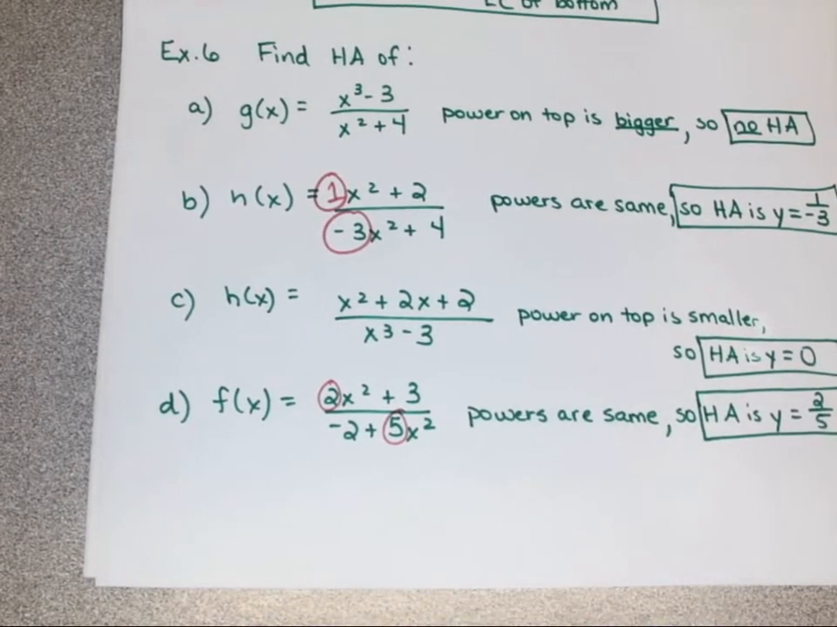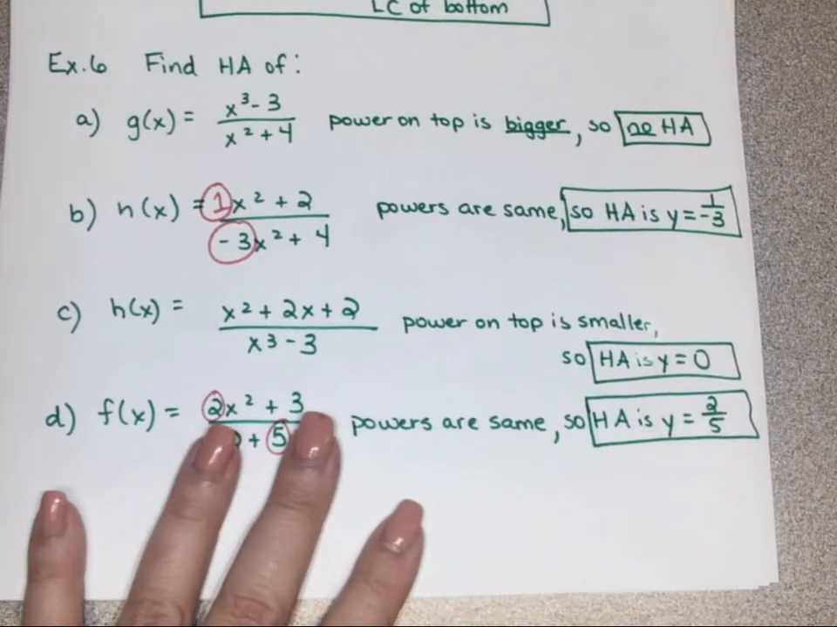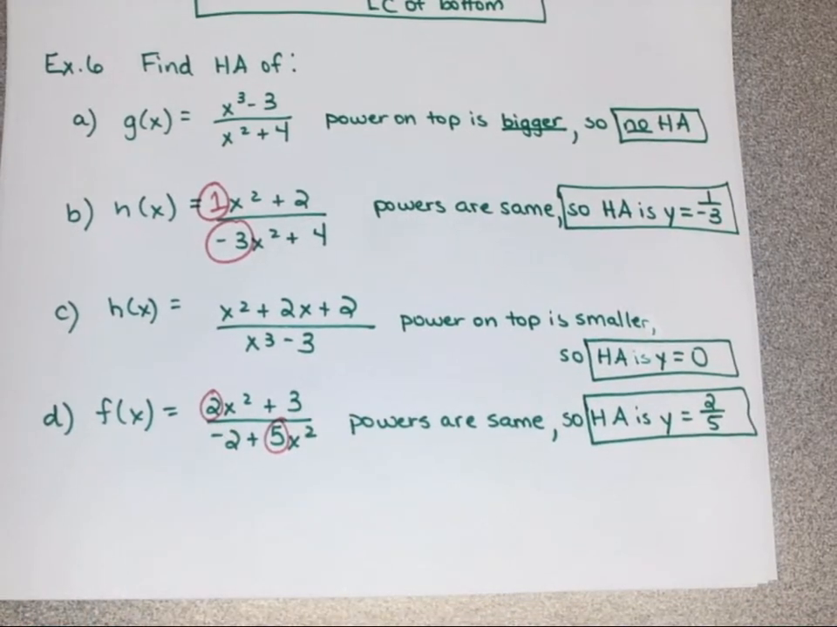Okay, so vertical asymptotes, you just set the denominator to 0 once you simplify. Horizontal asymptotes, there's not really much work to show other than comparing the powers of the top and the powers of the bottom.